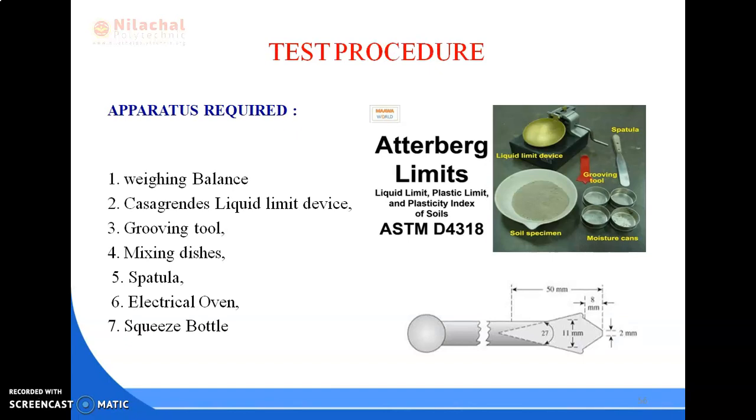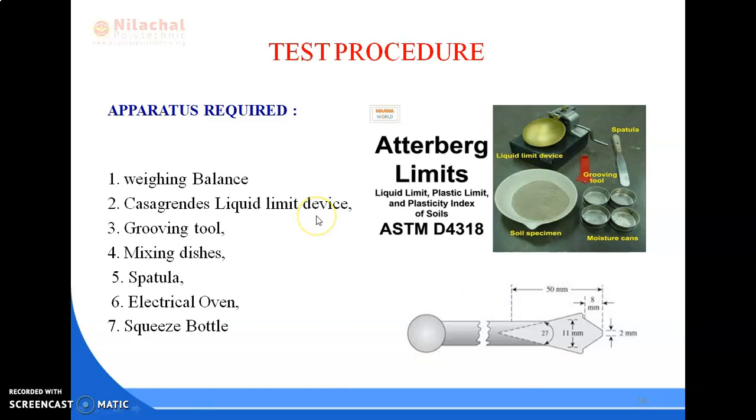Then the test procedure. The liquid limit is determined in the laboratory with the help of the standard liquid limit apparatus, which is designed by Casagrande. And this device is known as Casagrande's liquid limit device, as shown here.